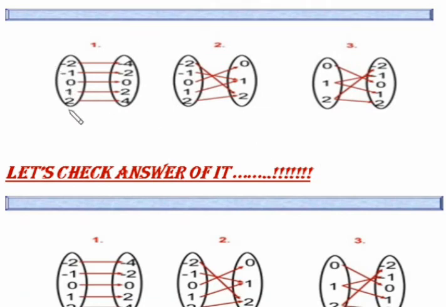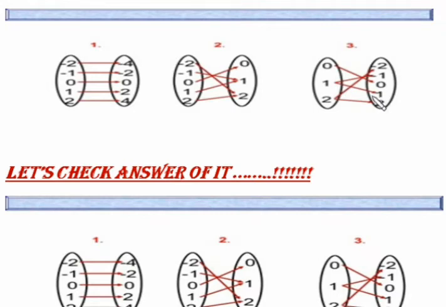-2, -1, 0, 1, 2 and -4, -2, 0, 2, 4. Obviously this is one-one correspondence, no problem, this is a function. -2, 2, -1, 1, this is also a function because two inputs having a single output is possible. Now in this way, 0 is paired with 0, 1 is paired with -1, and 1 is paired with 1.